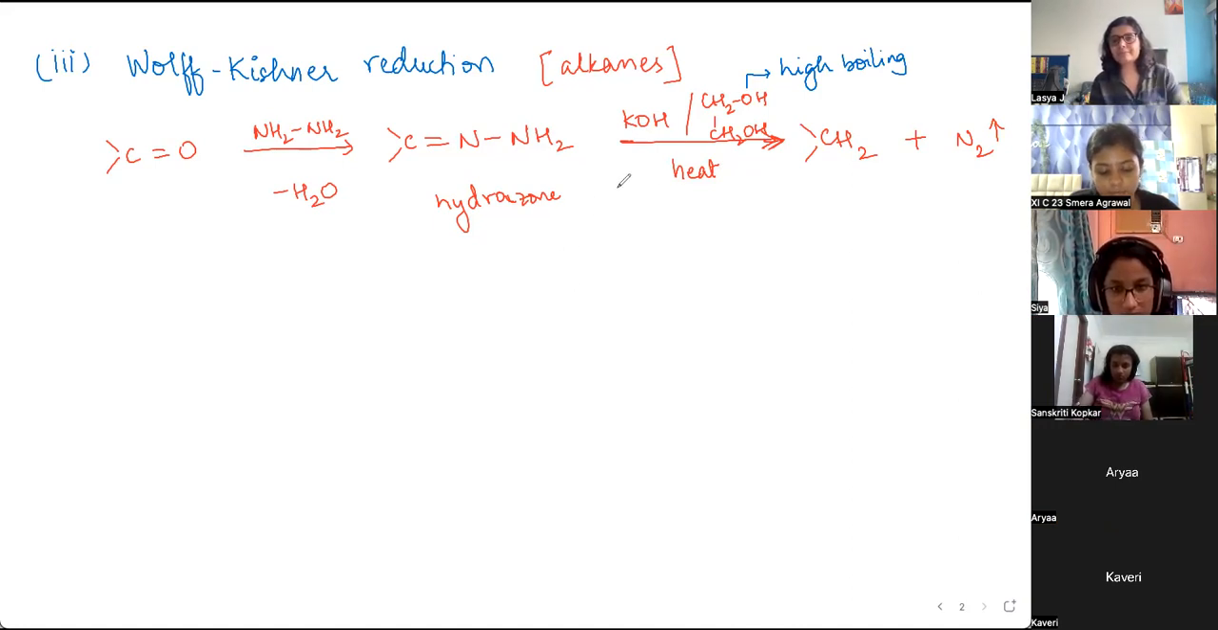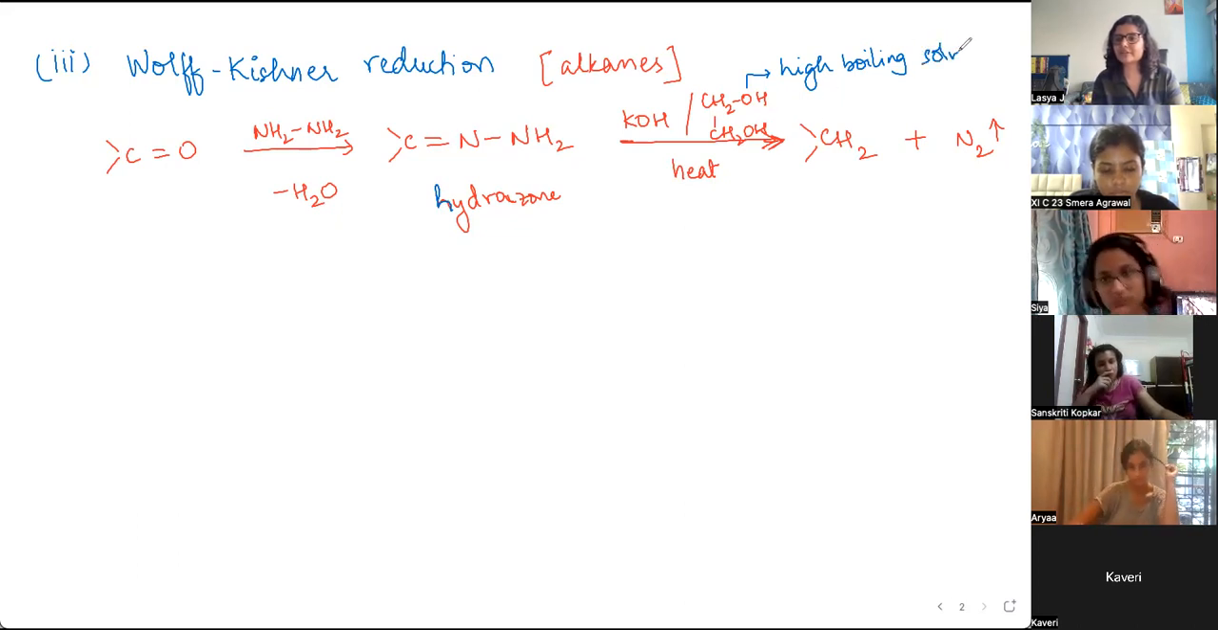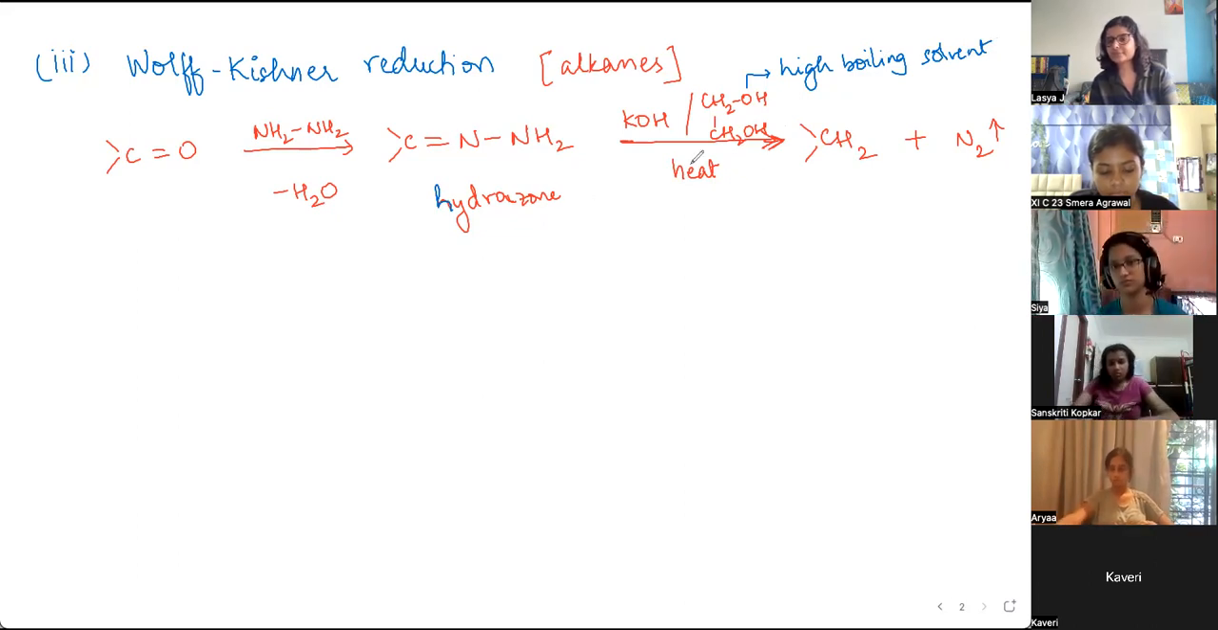So basically for this reaction to take place, we want to do it at a higher temperature. Ethyl alcohol's boiling point is very low. So we want a higher boiling solvent, which is why we use ethylene glycol. Not to do with hydrazone, but in order for this reaction to take place.